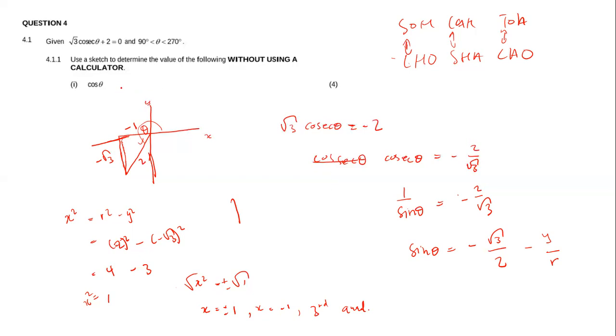So cos theta will be equal to how much? Remember, cos theta is x over r, or you can just say it is adjacent over hypotenuse of this diagram. So our adjacent will be negative 1, and hypotenuse will most definitely be positive 2. And therefore, this will be your final answer.